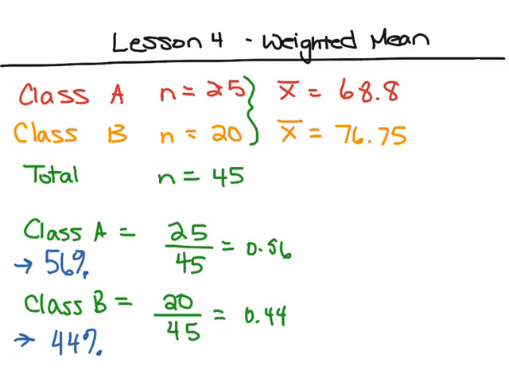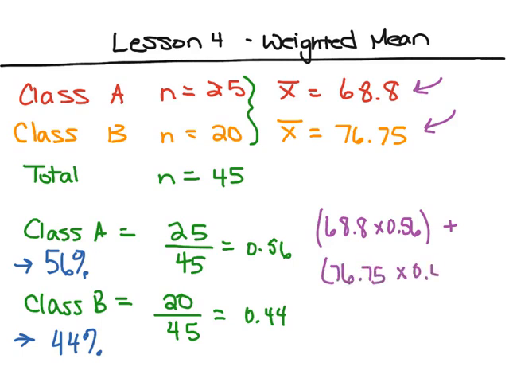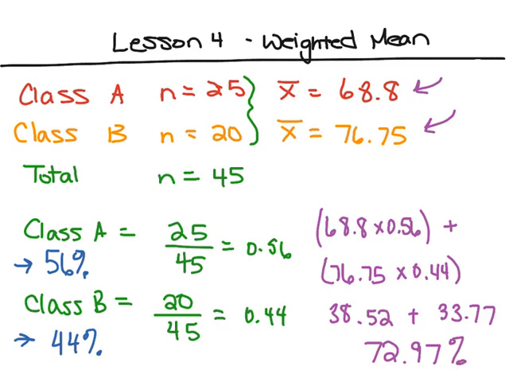Now what we're going to do to calculate our mean is take each of our averages and multiply it by the percent that it's worth in the class. So 68.8 is worth 56%, and 76.75 is worth 44%. We're going to add these two numbers together. You should get 38.52 plus 33.77. So altogether the class average should be 72.97. So that is the weighted mean for that class average.